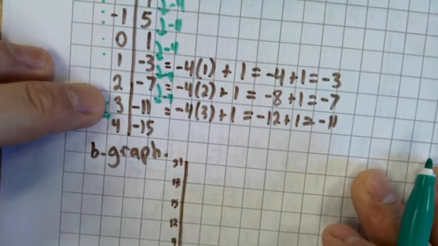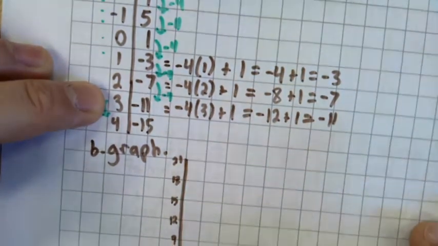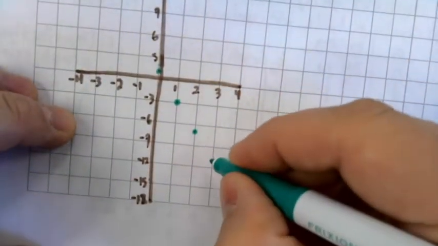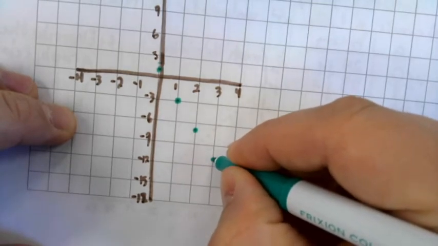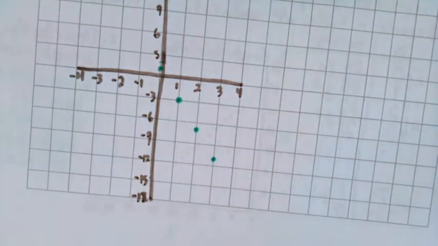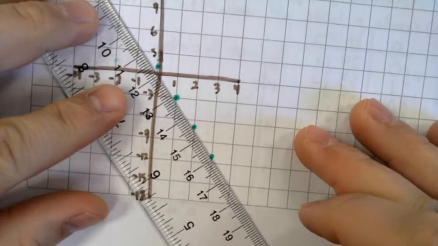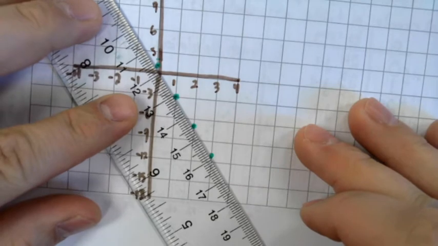What about where x was 3? It was -11. So -11 is down here. Now I'm going to show you something cool. To save some time, once you've got a few points, connect the dots.